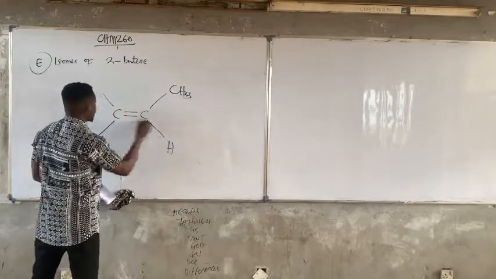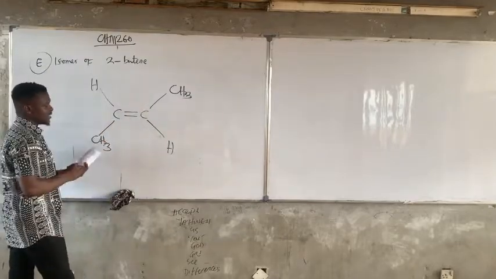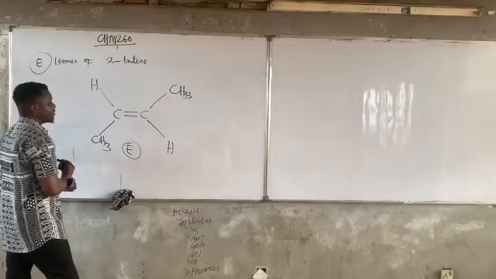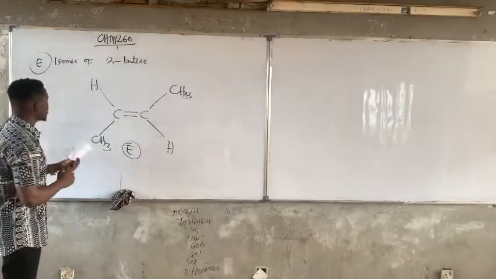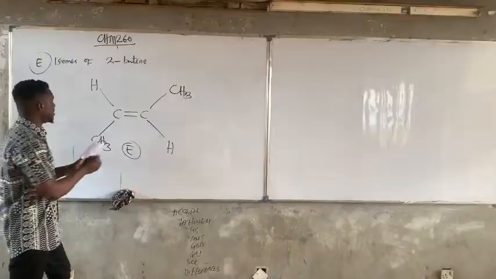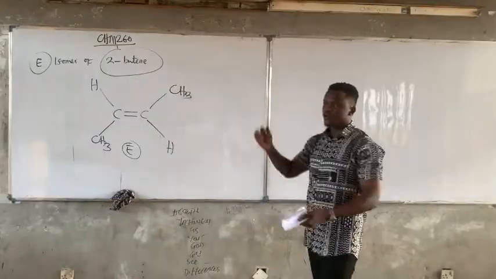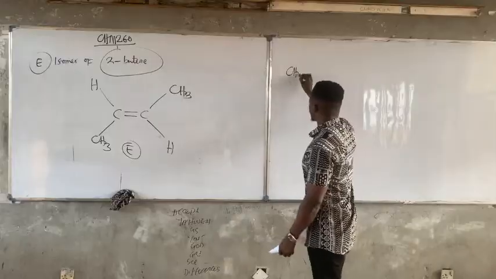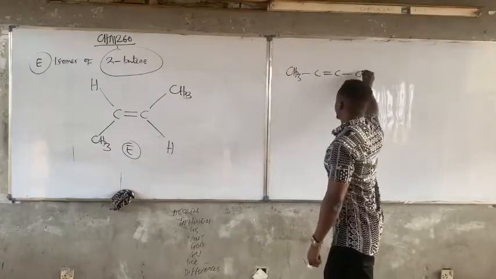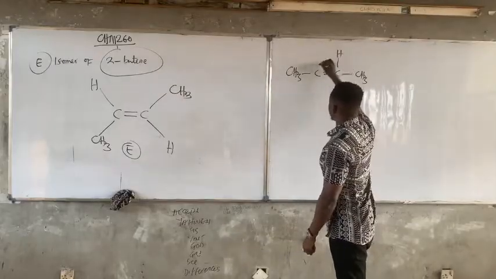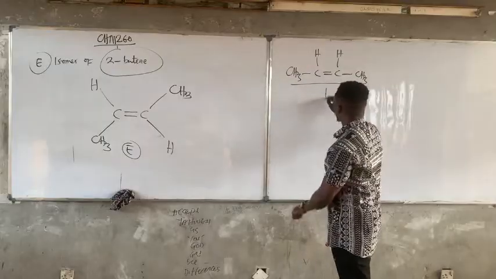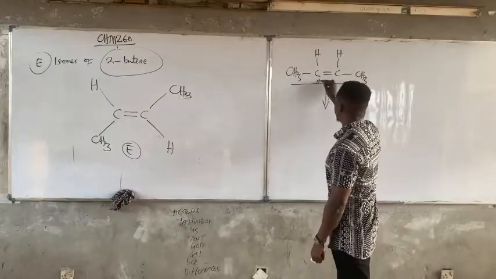Then I put H here, and H here. So this is the E isomer. But in case you're wondering how we arrive at this, first of all you can write the structure of 2-butene, which is CH3, C double bond C, CH3.